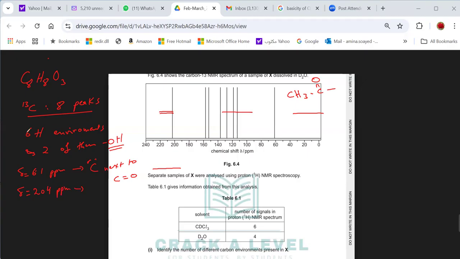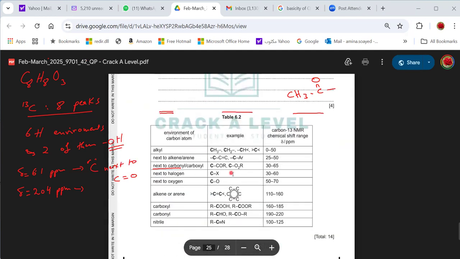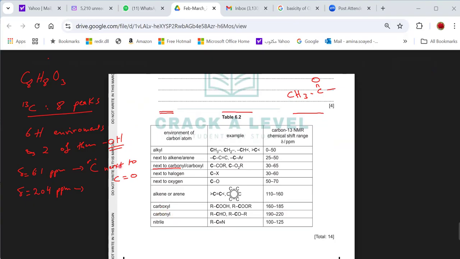So we look at this range, 200, it's here, a carbonyl group. If it was a carboxyl, because here they said it's a carbon next to either a carbonyl or carboxyl, then our peak should appear between 160 and 185, but we got one at 204, so this means that this is a carbonyl carbon.